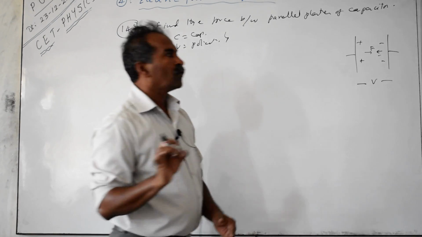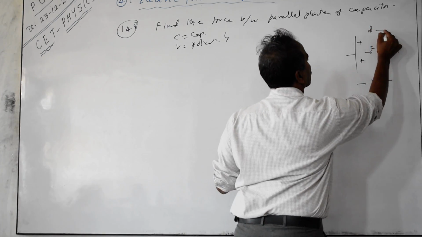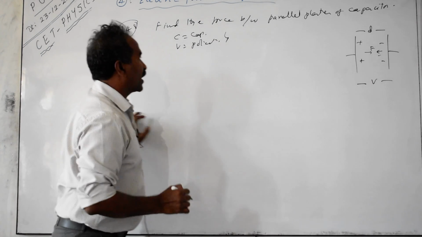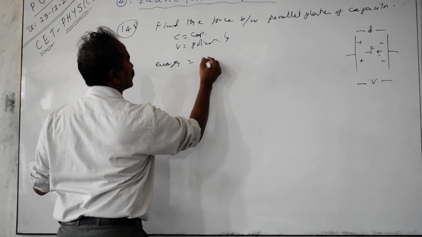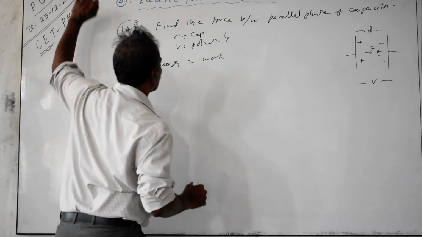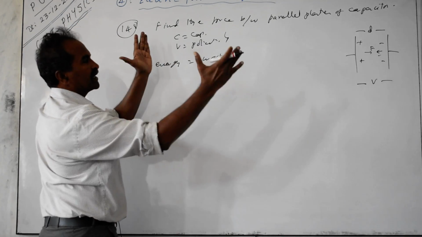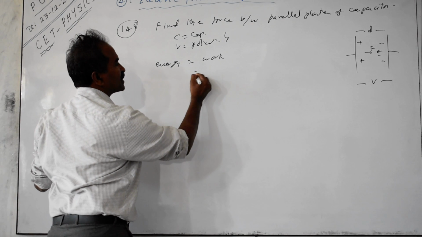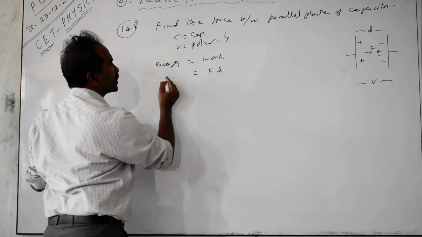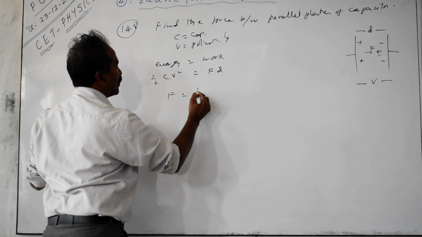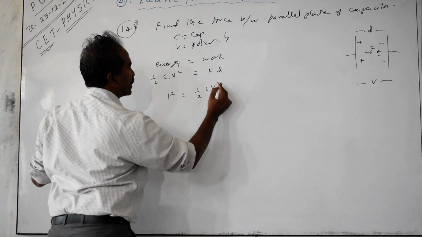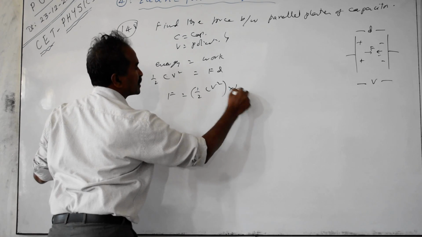Work is nothing but force into displacement. Separation is D. We have the formula: energy equals work. Whatever work is done is equal to energy. We imagine that they were together and we separated them. So what is the work equal to? Force into displacement, F into D. What is the energy stored in the capacitor? Half CV square. So F equals half CV square by D is the answer for us.